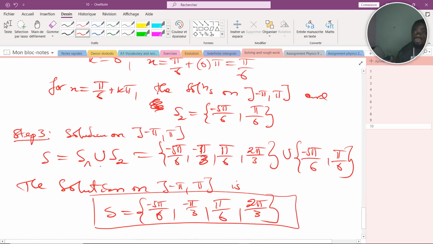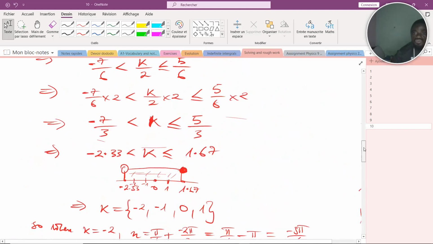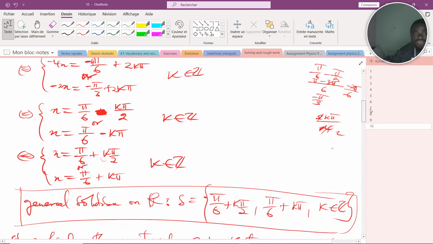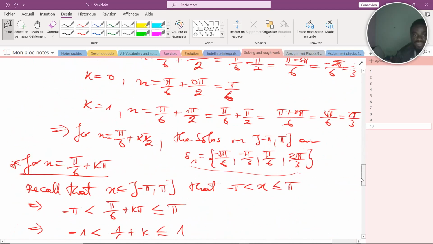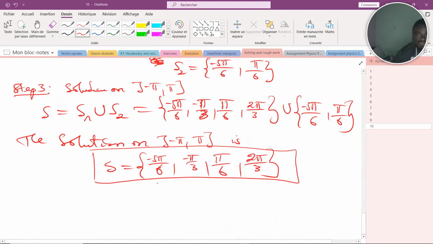I said union. Why? We use union because when we're given the general solution, what did the general solution say? The general solution said that x equals this or this, and we know that in mathematics, or means union. So that's why I took the solution of this union the solution of this. Is that okay? So from there you will have the final solution. So that's simply how you do that.